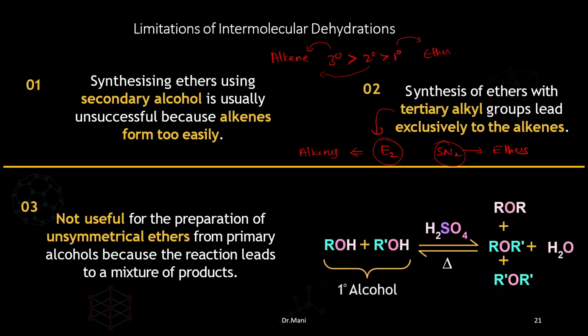If you use unsymmetrical ethers, the reaction will lead to a mixture of products. There will be some symmetrical products, some unsymmetrical products, and some undesirable products also. So that's why this method is also not good to use. Understood? These are the limitations of dehydration for forming ethers. Any doubts?